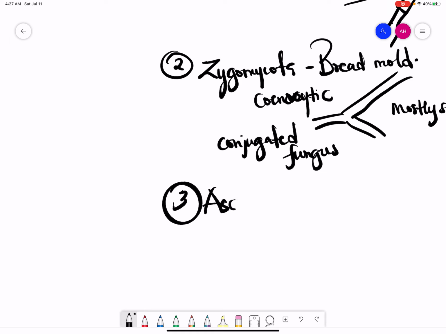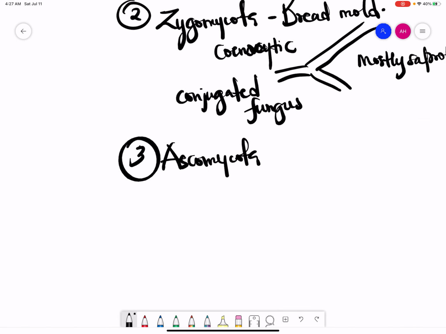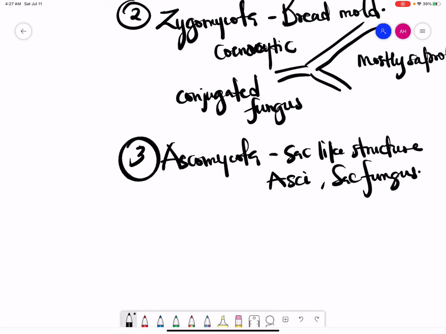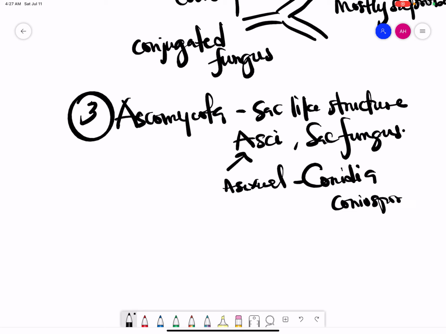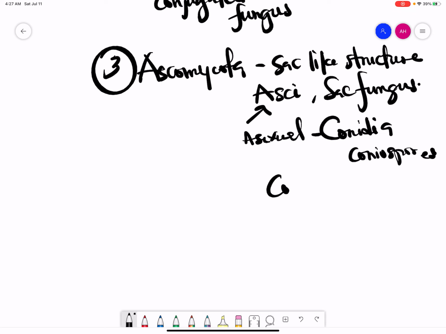The third group, Ascomycota. These form a sac-like structure known as ascus or asci, and so they're called sac fungus. When they produce a sexual spore-bearing structure, they're called asci. When it's asexual, it's called conidia, which contains conidiospores. They are septate. Write that down.